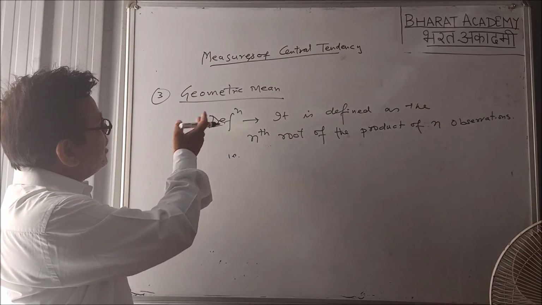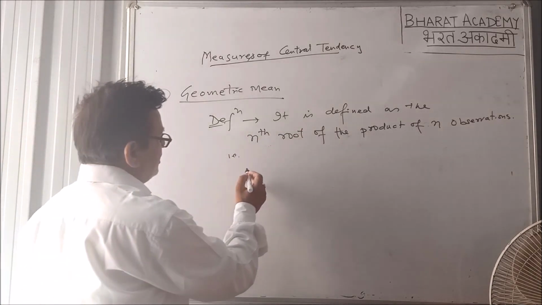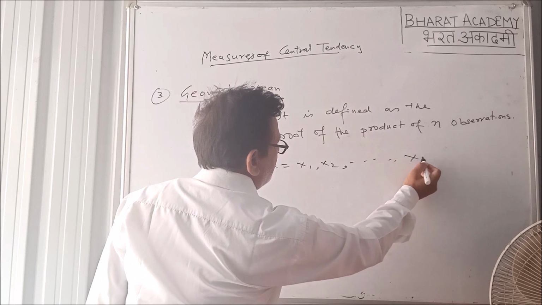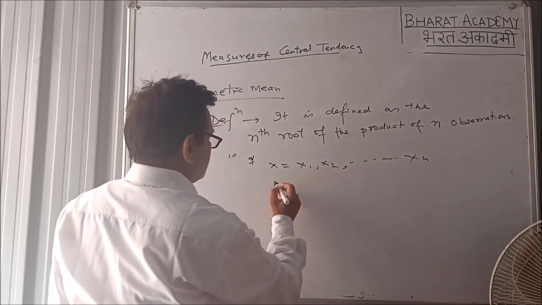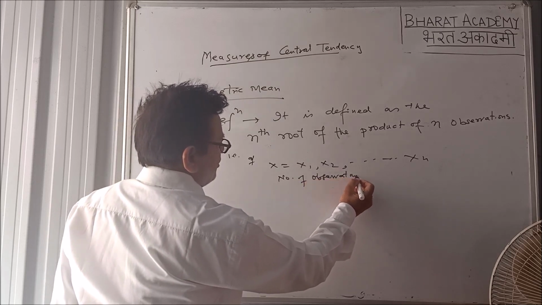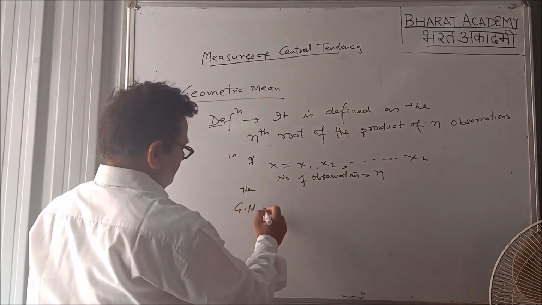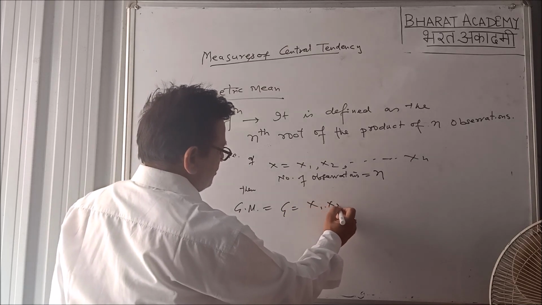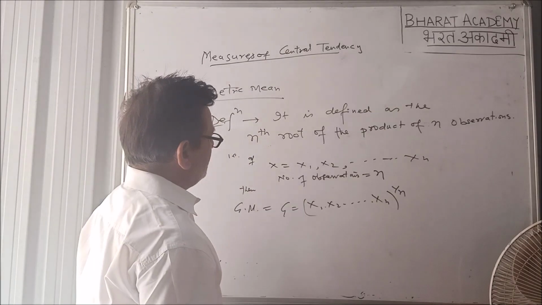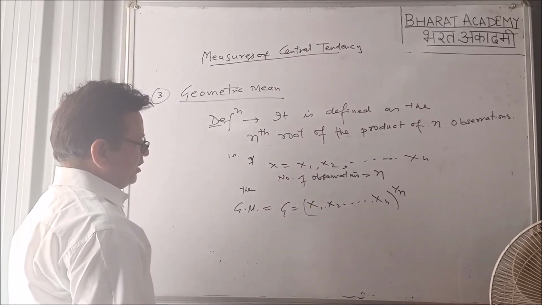Now we take the third mean, that is geometric mean. Its definition is it is defined as the nth root of product of n observations. That is, if we have x equal to x1, x2 up to xn, means number of observations are n, then geometric mean G is equal to product x1, x2 up to xn, it's whole to the power 1 upon n. Nth root means 1 upon n. So this is the definition of geometric mean.